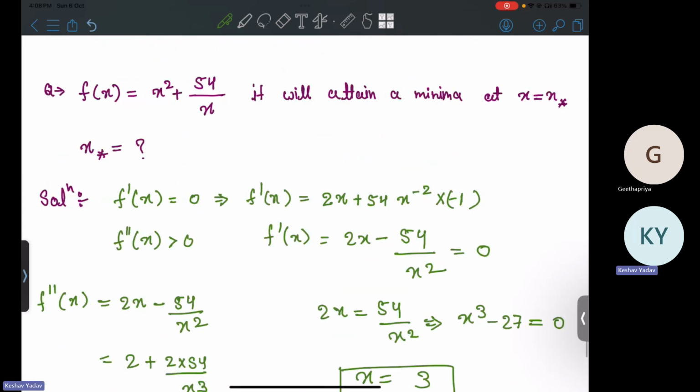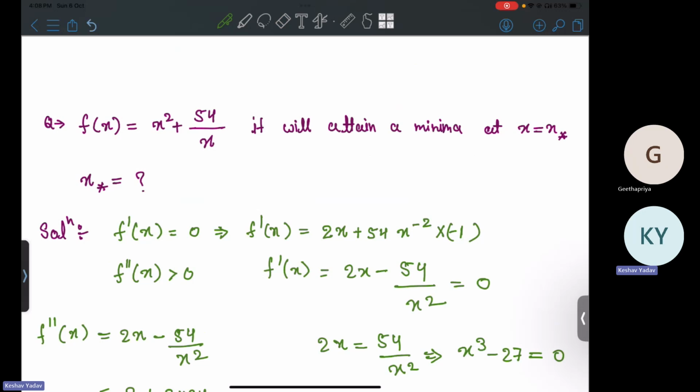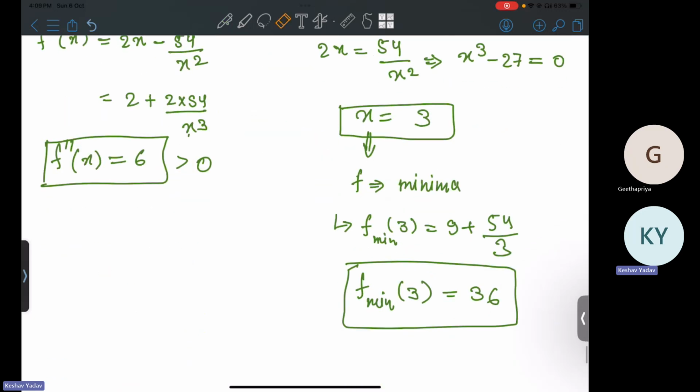Okay, x square will be 9. And here, if we put 3, 54 divided by 3 will be equal to 18. So 18 plus 9 will be equal to 27.